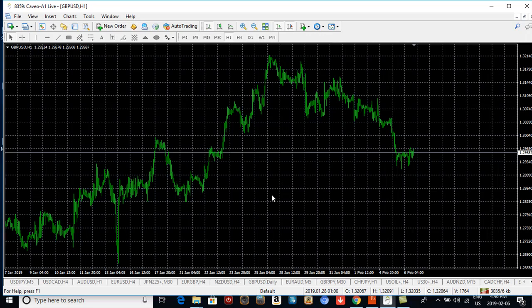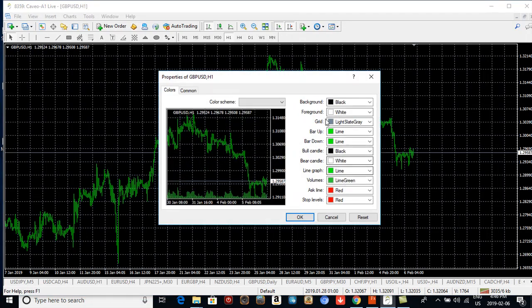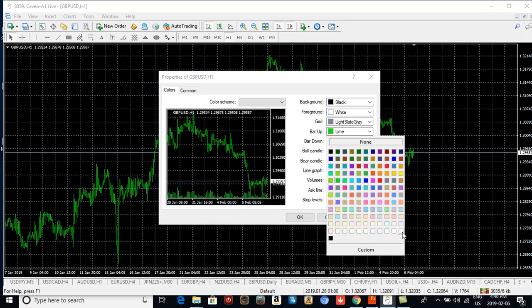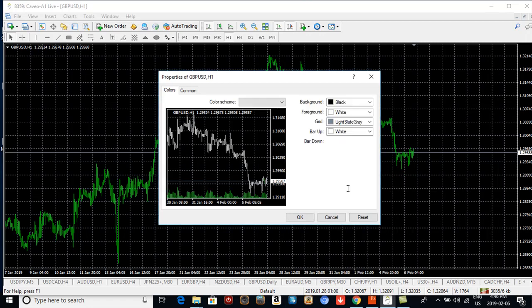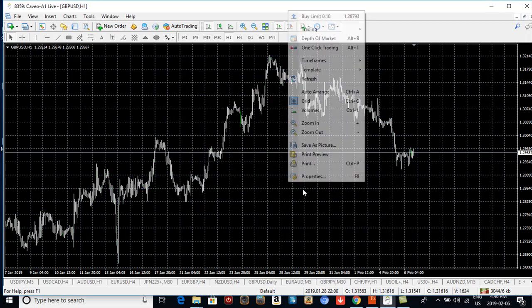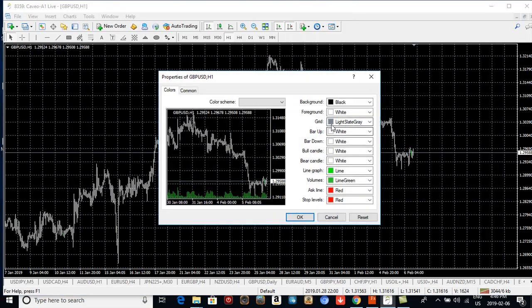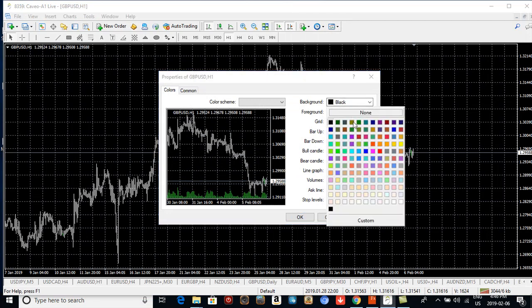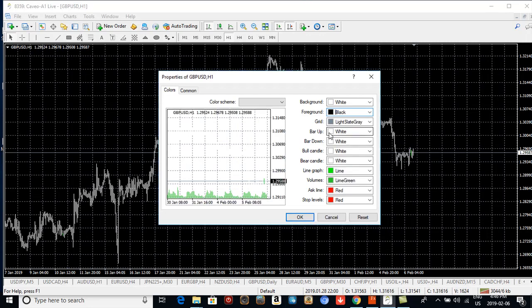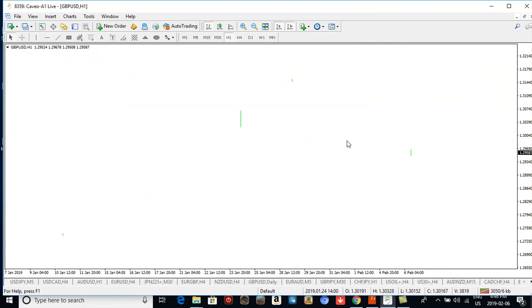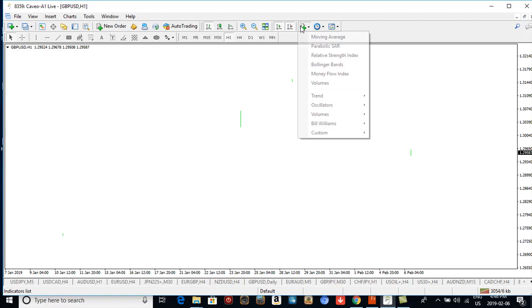So you go to the settings here and you just keep playing with these things. You make this white, and you make this the same thing like that. Then you also take this, make this white and this black, and the grid you just do like this. Okay, so now we have a very clear chart, then we're going to put on the moving averages.